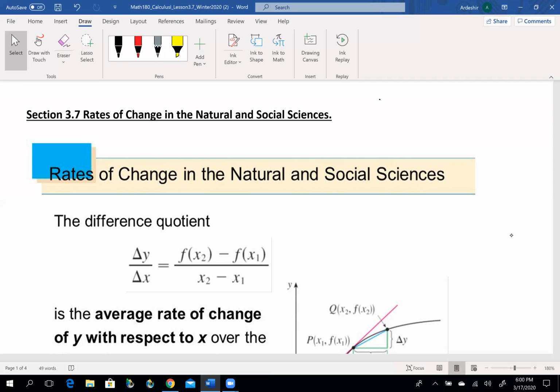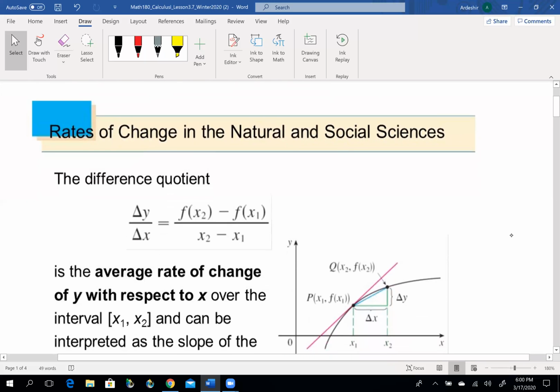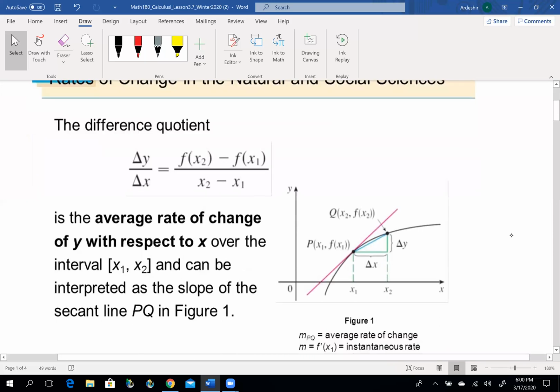So let's start with section 3.7, the rates of change in the natural and social sciences. Okay, guys, the difference quotient, delta y over delta x, is equal to f of x sub 2 minus f of x sub 1 over x sub 2 minus x sub 1. And again, when we say change in y over change in x, we talk about the slope. If you look at the picture on the right, we have two points, point P and point Q.